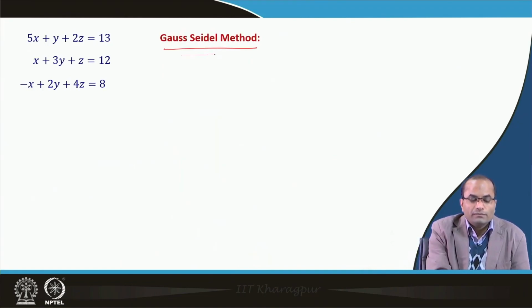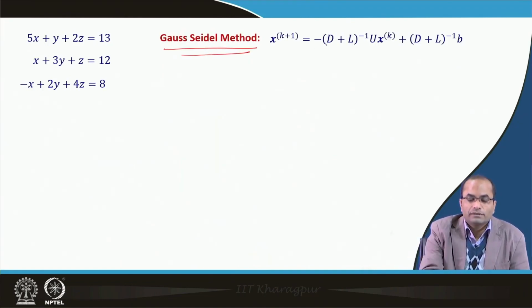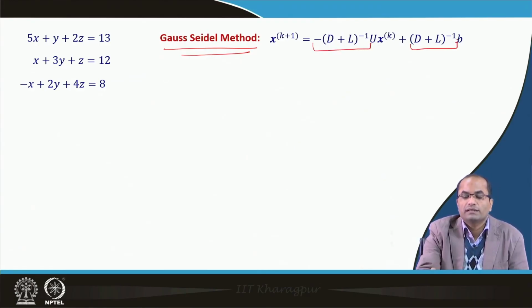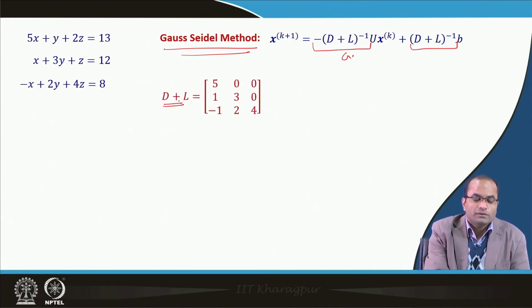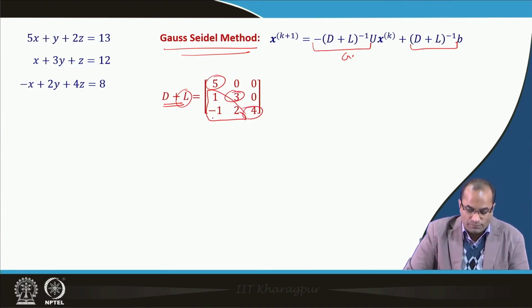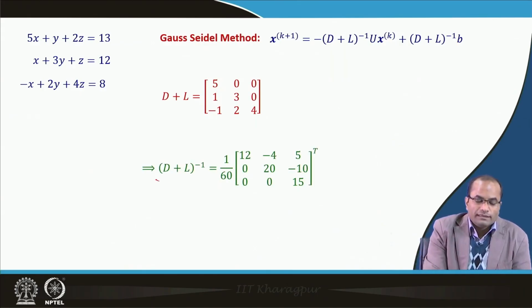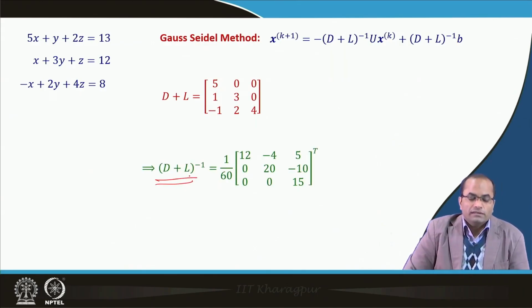Coming to the Gauss-Seidel method, we have this matrix form, minus D plus L inverse U and D plus L inverse. This is the iteration matrix in this case. So, D plus L now, so basically the lower triangular. So, this is the lower triangular part plus the diagonal entries. So, this is D plus L, and then we can get this D plus L inverse.